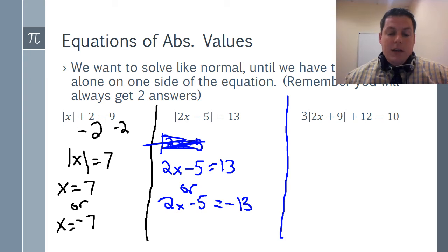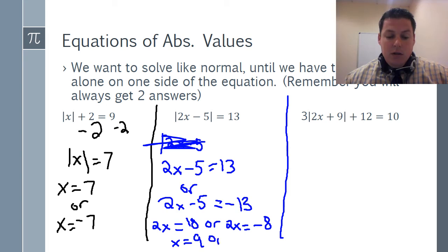So if we did the math for the top one, we would get 2x. If we add 5 to the top equation, we get 2x equals 18. Or if we do the bottom equation, we have 2x minus 5 equals negative 13. Add 5 to negative 13, we have 2x equals negative 8. And then we divide both sides by 2. So our answer would be x equals 9, or x equals negative 4.